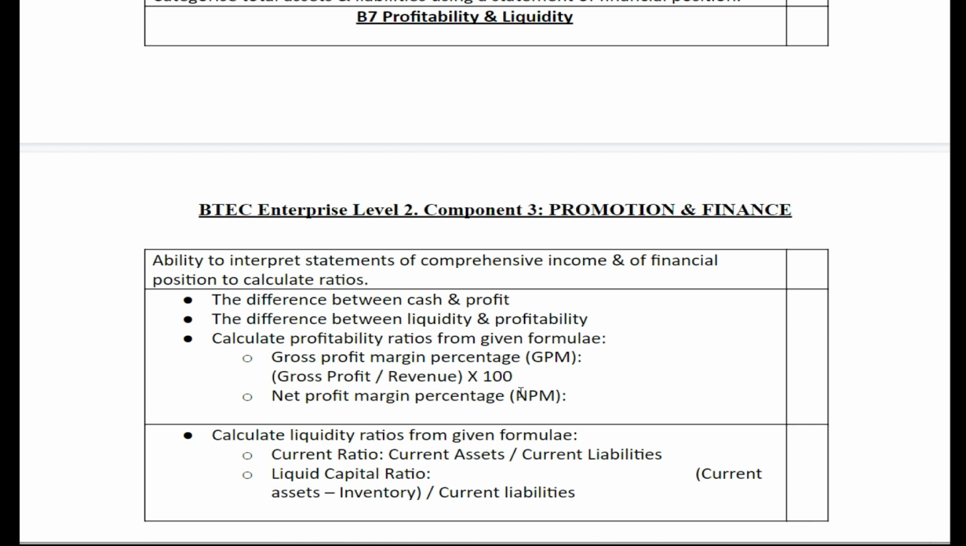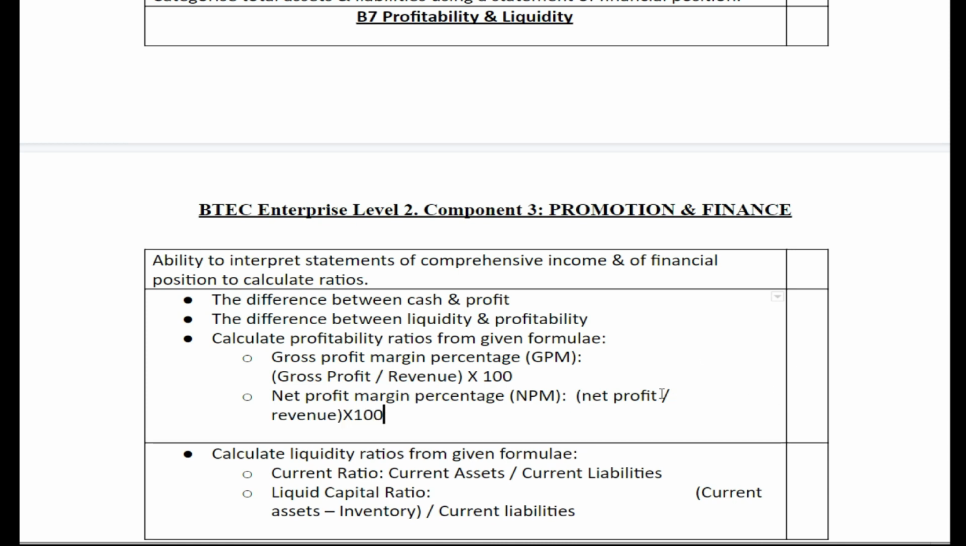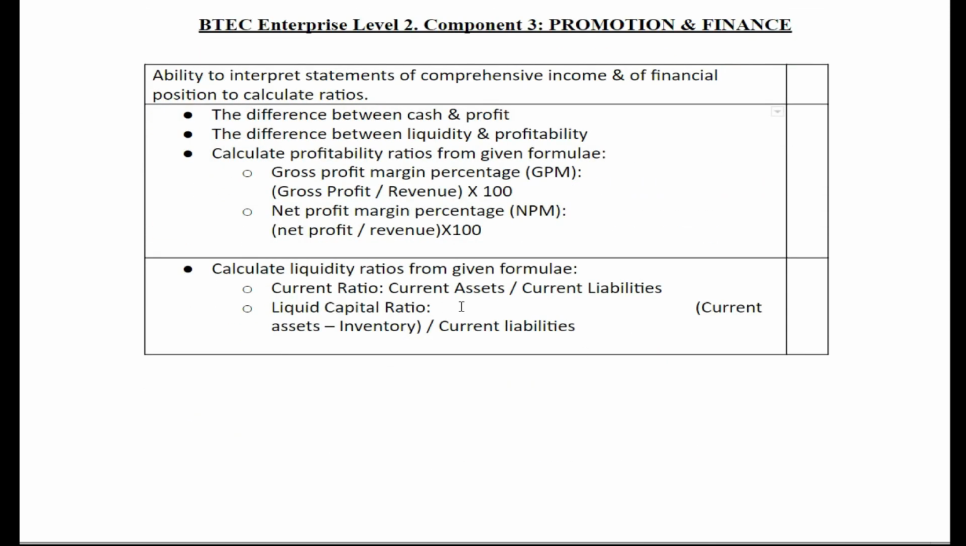So these formulas you are given. Net profit margin is of course your net profit divided by the revenue, so net profit divided by revenue, and that is all multiplied by 100. So that should be okay, really. All right, good stuff. Right, and finally we've got our liquidity ratios. Our two liquidity ratios we need to understand here: current ratio, current assets over current liabilities, and liquid capital ratio, current assets minus your inventories, over current liabilities.